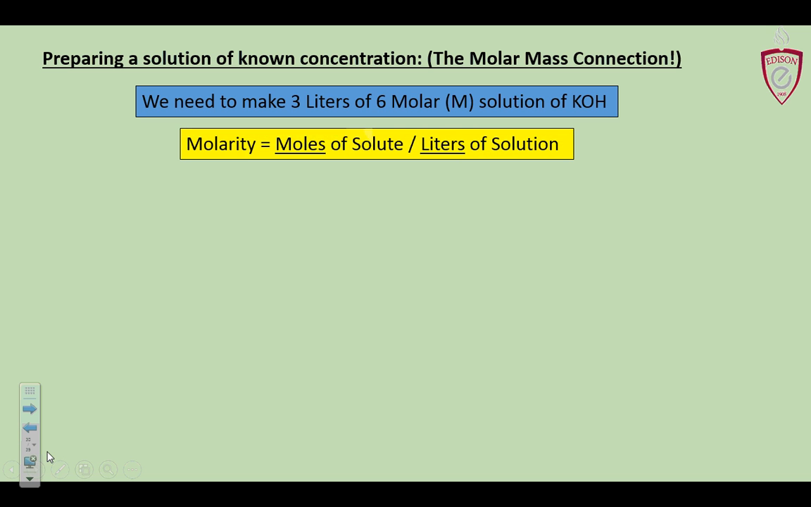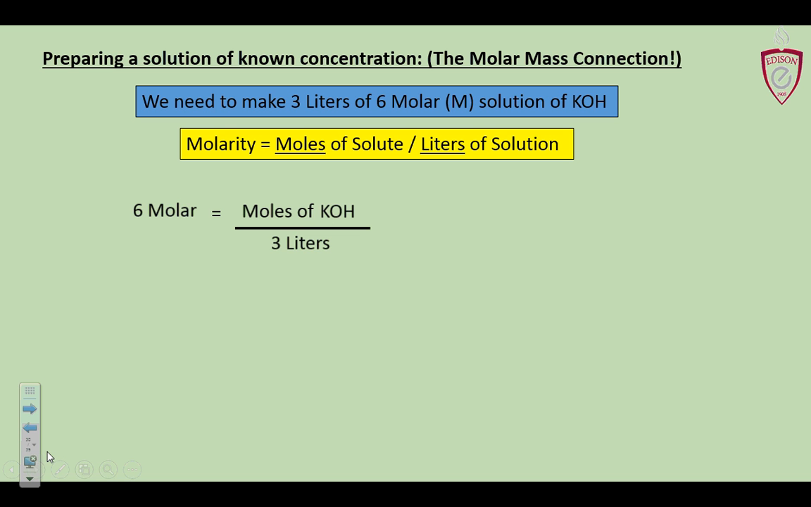So we're going to use this molarity equation, because molarity is going to equal moles over liters. So this I know. So now we can start figuring this out. I need to get 6 molar. That's the molarity. And I am going to have some number of moles of KOH divided by 3 liters. Okay, so now it's really just algebra.